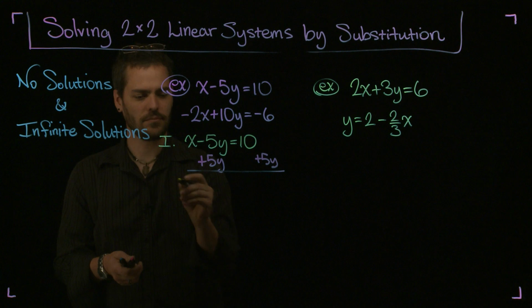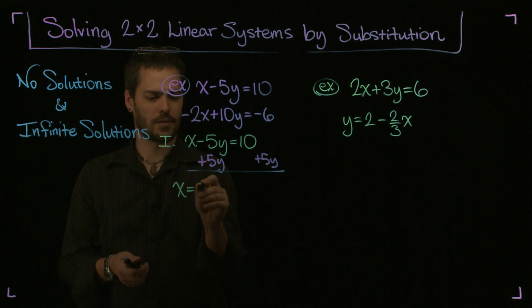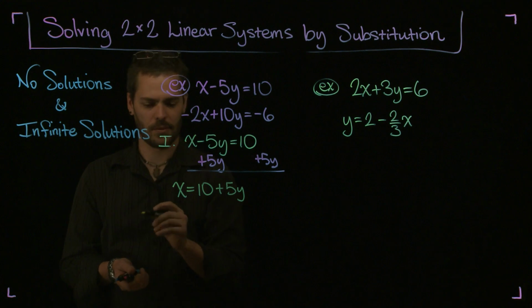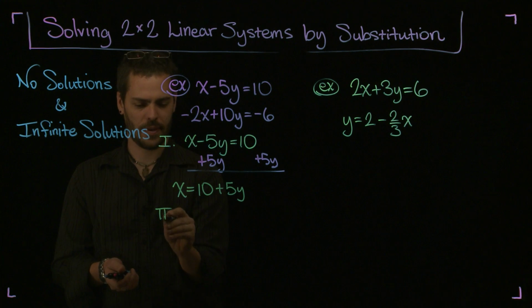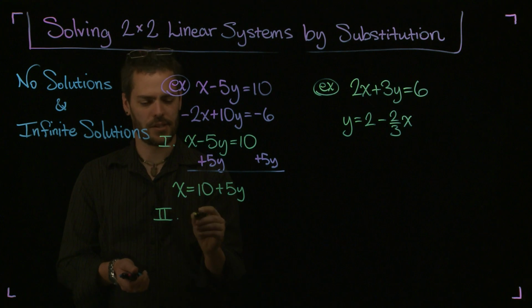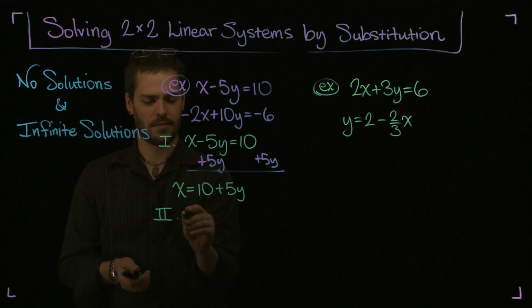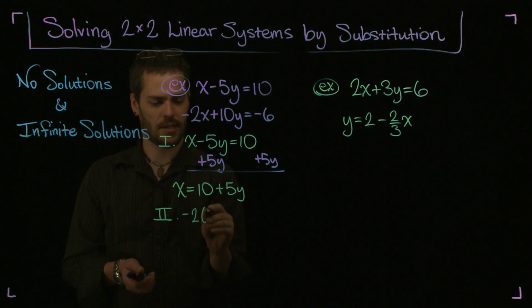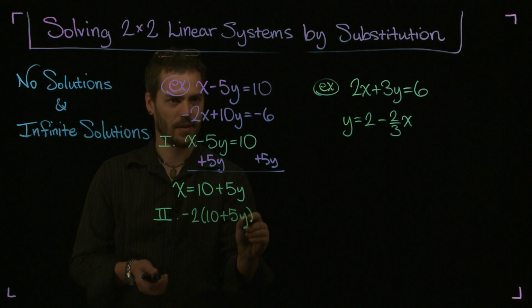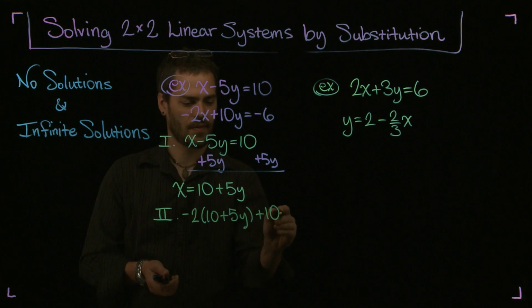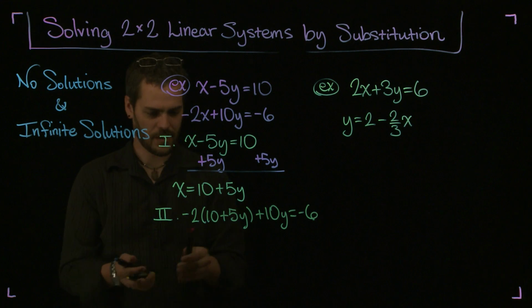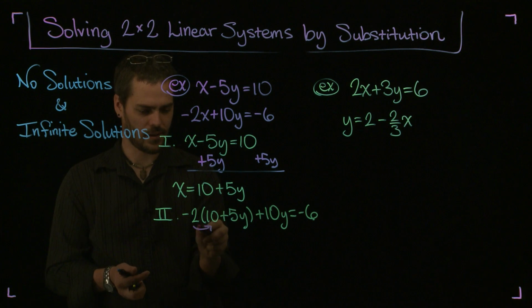And x is equal to 10 plus 5y. There's step number one. Step number two, plug this into the other equation. So I'm looking at -2 times what we just found for x, plus 10y, equals -6. And from here, distribute, combine, and solve.